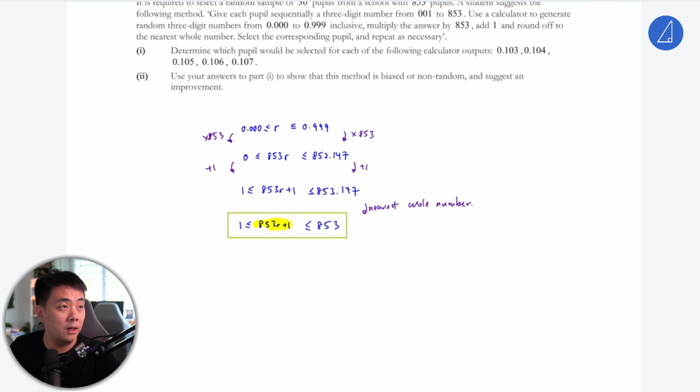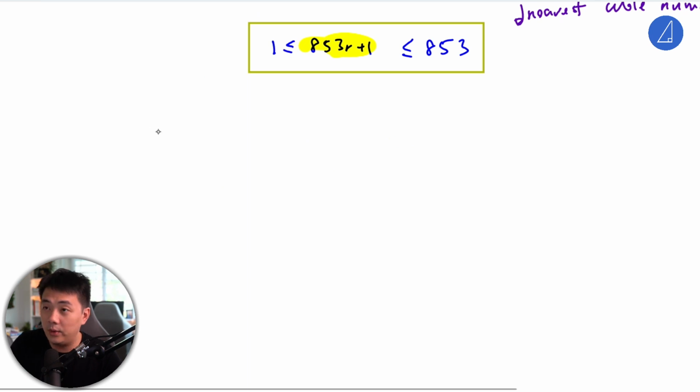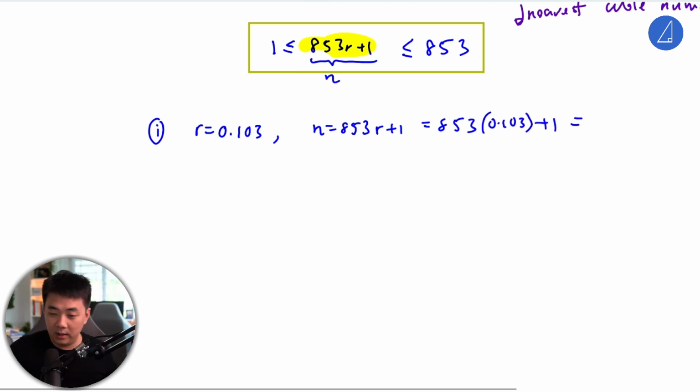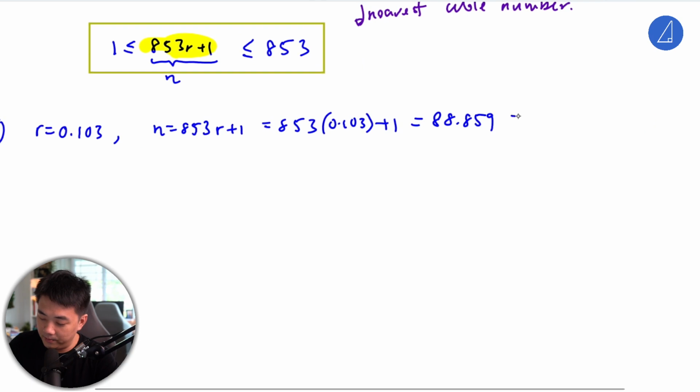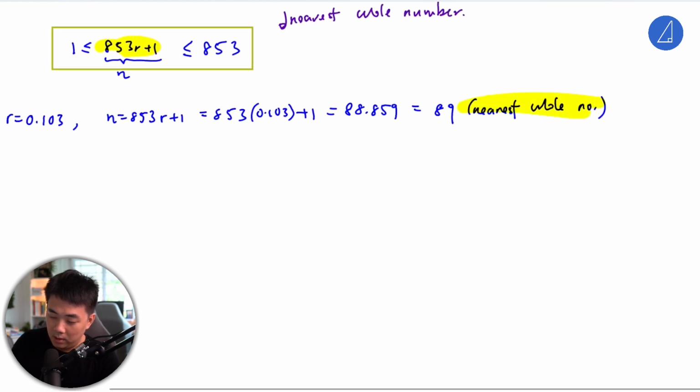So they say determine which pupil will be selected for each of the following based on the input. We just quickly do this. Based on the input, the first part, let's say r equals 0.103. So the number n is just 853r plus 1. In this case I'll get 853 times 0.103 plus 1. From my calculator, I'll get 88.859. We need to round to the nearest whole number, which is 89.